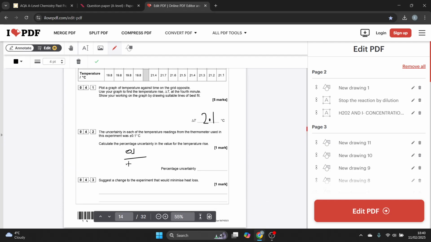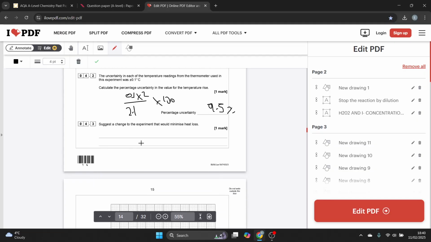So 0.1 over 2.1. But because it's a temperature change, I need to times that by 2. Times by 100, 9.5%. That's the trick. Suggest a change to the experiment that would minimize heat loss. Use a lid.